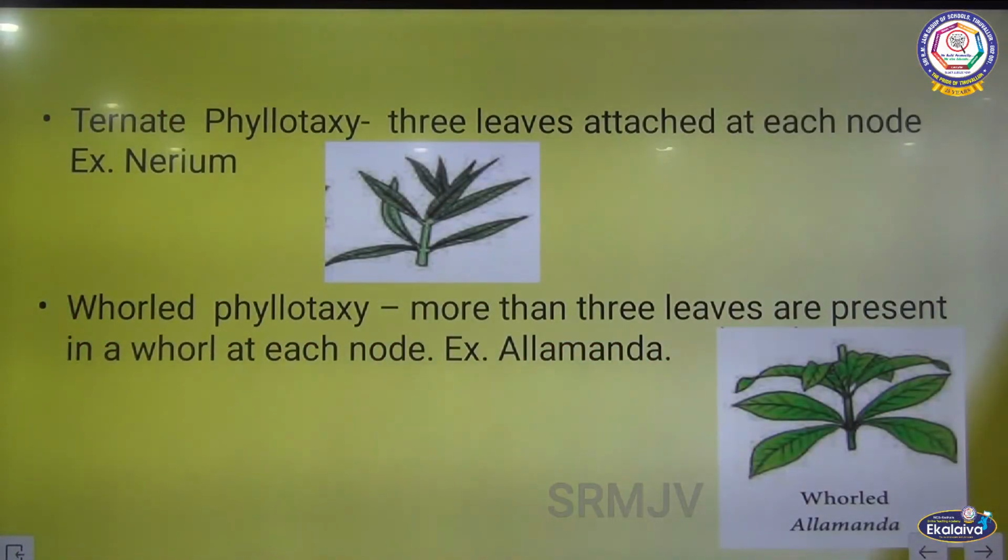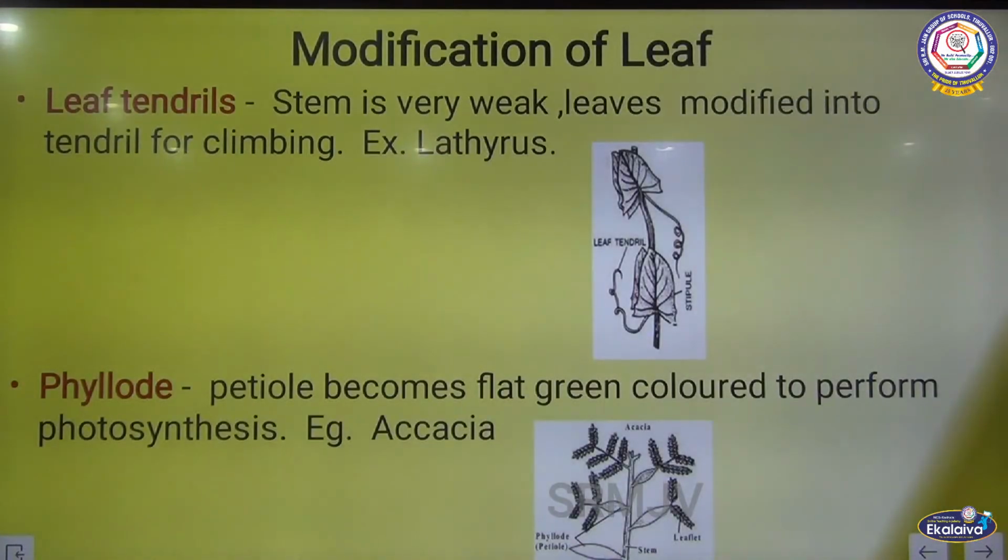Now, ternate phyllotaxy is where three leaves are attached at each node, for example Nerium. And whorl phyllotaxy, where more than three leaves are present, then you call it whorl phyllotaxy, which you can find in Alstonia. Now, what is the function of the leaf? The leaf performs photosynthesis, and we said it helps in gaseous exchange, and also it helps in transpiration.